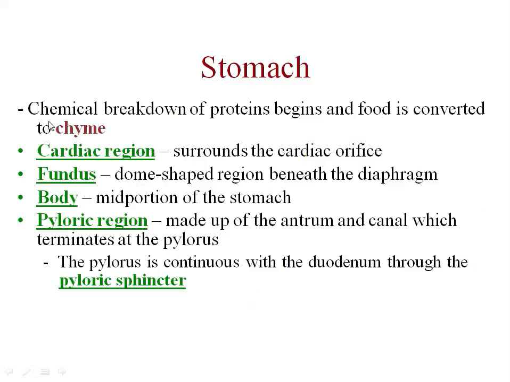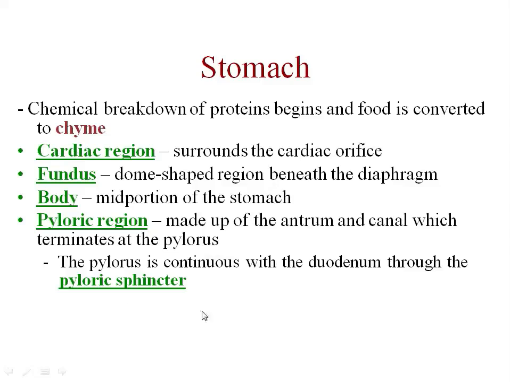Okay, in the stomach chemical breakdown of protein begins and food is converted to chyme. As soon as food enters our digestive system through the esophagus, it reacts with the enzymes or chemicals in the stomach where protein breakdown starts. The cardiac region surrounds the cardiac orifice; the fundus is the dome-shaped region beneath the diaphragm; the body is the mid-portion of the stomach; the pyloric region is made up of the antrum and canal which terminates at the pylorus.